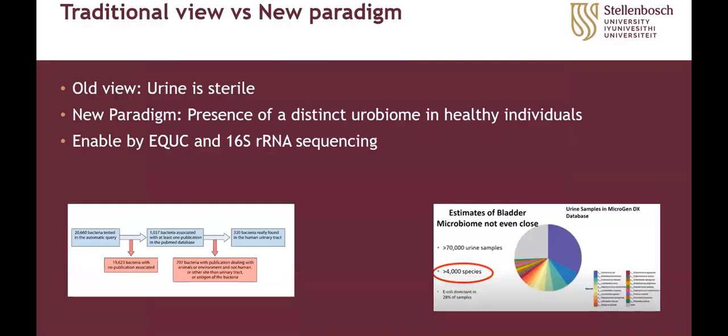So this follows on from the previous slide, the traditional view versus the new paradigm. As I said, we used to view urine as sterile. In the new paradigm, we accept that there's a distinct urinary microbiome, or urobiome, in healthy individuals. And this was enabled by enhanced quantitative urinary culture techniques and 16S rRNA or next generation sequencing of urine.